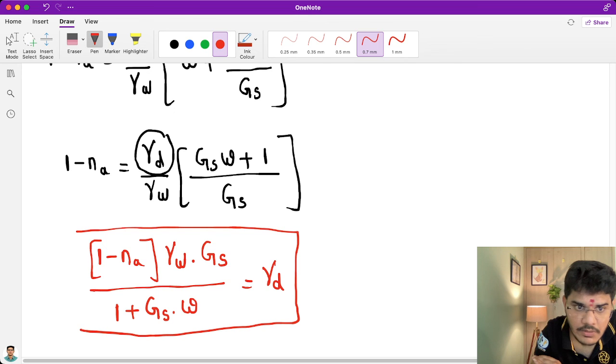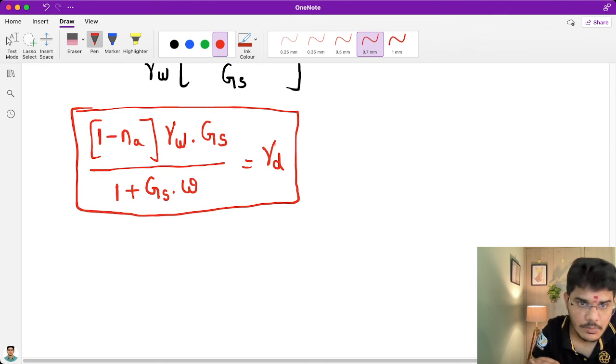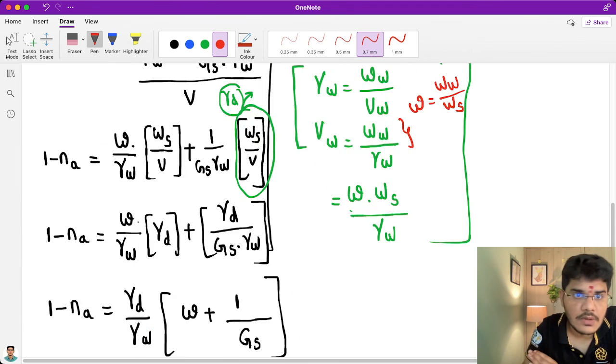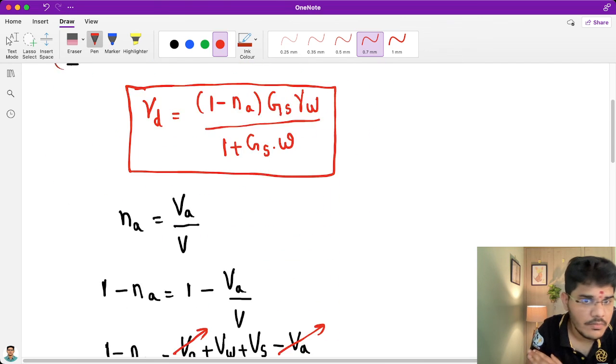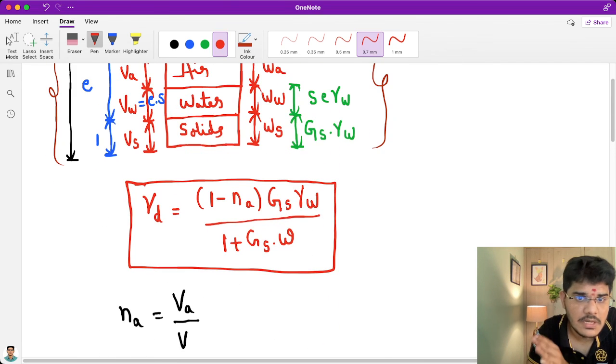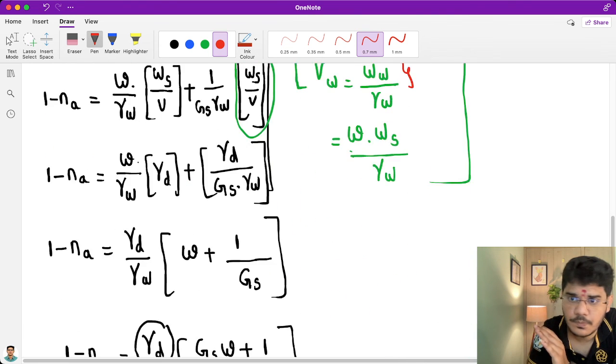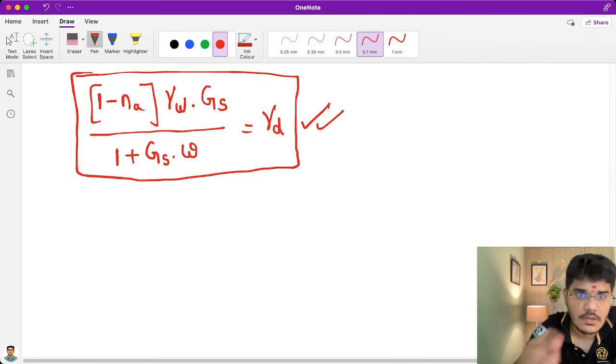So we have derived gamma d is equal to (1 minus n_a) Gs gamma w by (1 plus Gs w), the same as the formula we wrote at the start. So we have just taken percentage air voids and derived this formula. So this is the derivation.